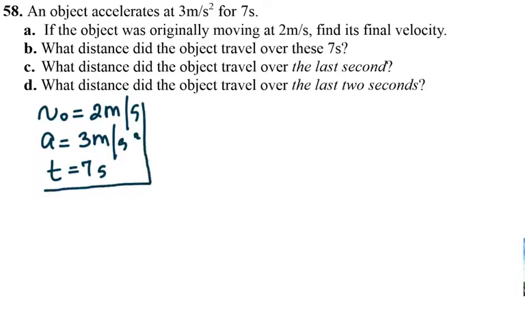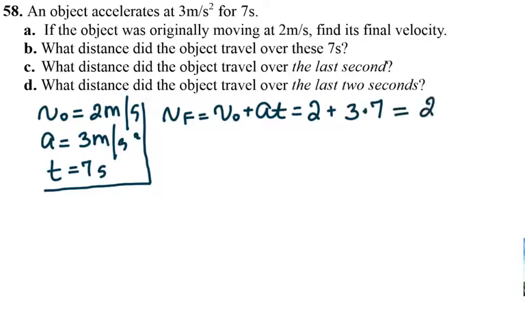And here this is what we have to do. Find the final velocity in 7 seconds. So the final velocity is equal to initial velocity plus the acceleration times the time. Initial velocity is 2, acceleration is 3, and the time is 7 seconds. So that gives me 23 meters per second.